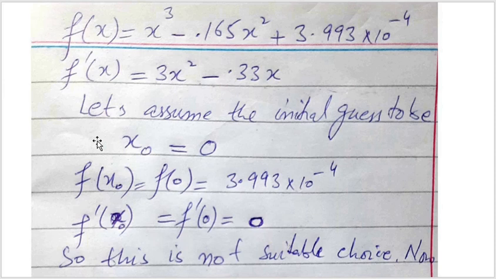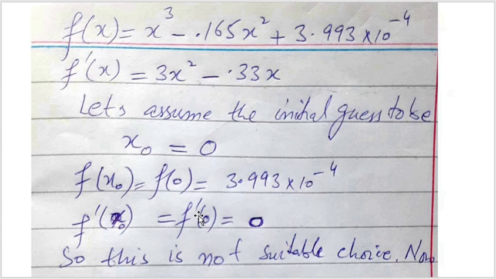So first of all, we need to take the initial guess. So let's assume the initial guess to be x naught is equal to 0. So students, if you take the initial guess to be this one, f of x naught is equal to f of 0 is equal to this one, where f prime of 0 is equal to 0. So students, in this case, the derivative becomes 0 and the derivative comes in the denominator. So the whole thing will be destroyed. It will be undefined situation.